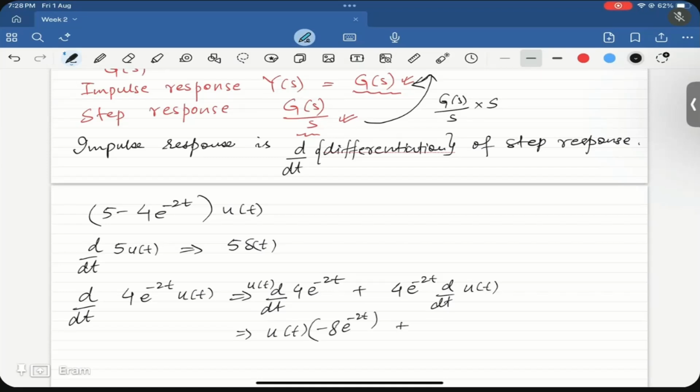Okay, and what will be the derivative of this? δ(t), and t naught is 0. So what is the value of this derivative? It is u(t) times -8e^(-2t) plus, we have to evaluate this function at t equals 0 because we are multiplying with the impulse function. So at t equals 0 this will be 1, so it is just 4δ(t), right?